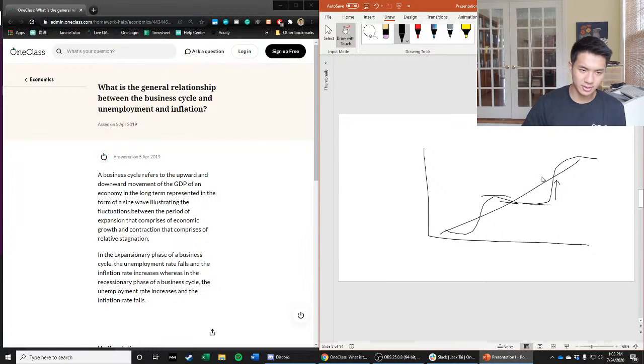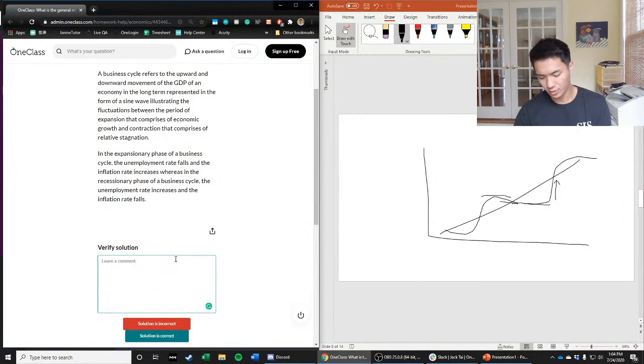Let's take a look at what the previous tutor said. The previous tutor said that a business cycle refers to the upward and downward movement of the GDP of an economy in the long term, represented in the form of a sine wave. This is our sine wave, illustrating the fluctuation between the period of expansion that comprises economic growth and contraction that comprises relative stagnation. In the expansionary phase of a business cycle, the unemployment rate falls and the inflation rate increases, whereas in the recessionary phase of a business cycle, the unemployment rate increases and the inflation rate falls. So good. Mark that as correct as well.